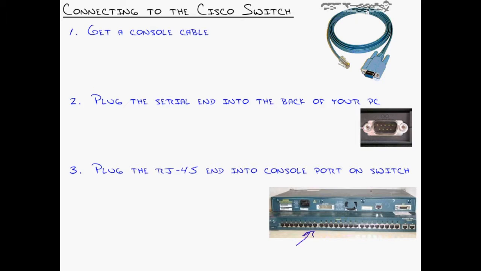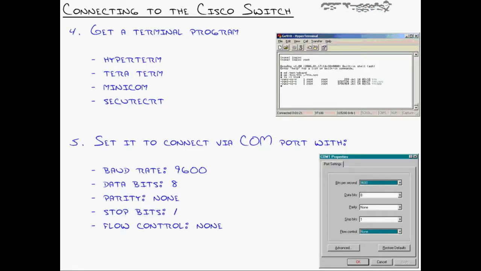On the back of the switch will be this port labeled console. It says it right on top of it. That is where that cable plugs into. So you've got the RJ45 side plugged into the switch. You've got the serial side plugged into the PC.